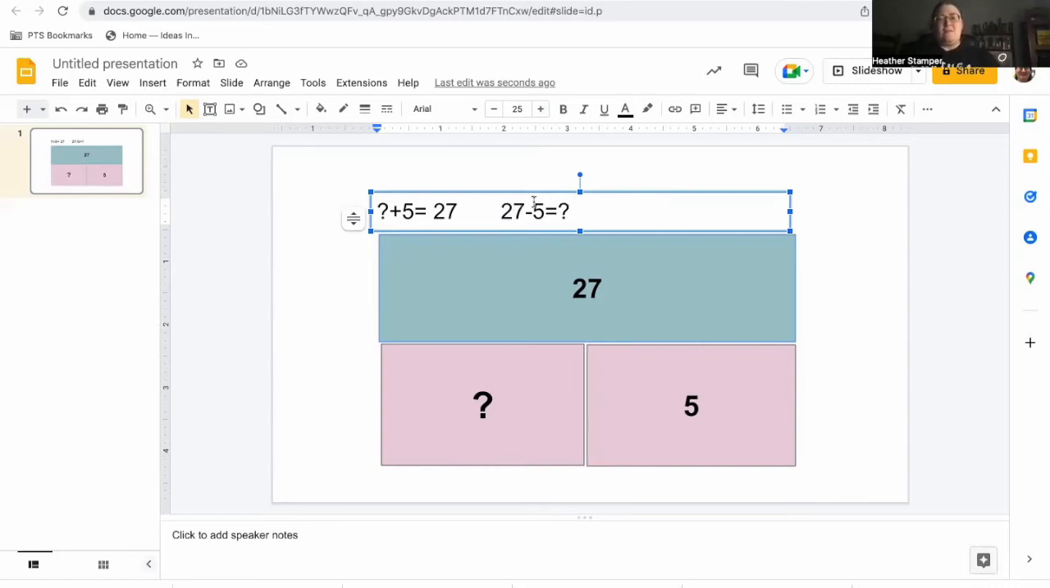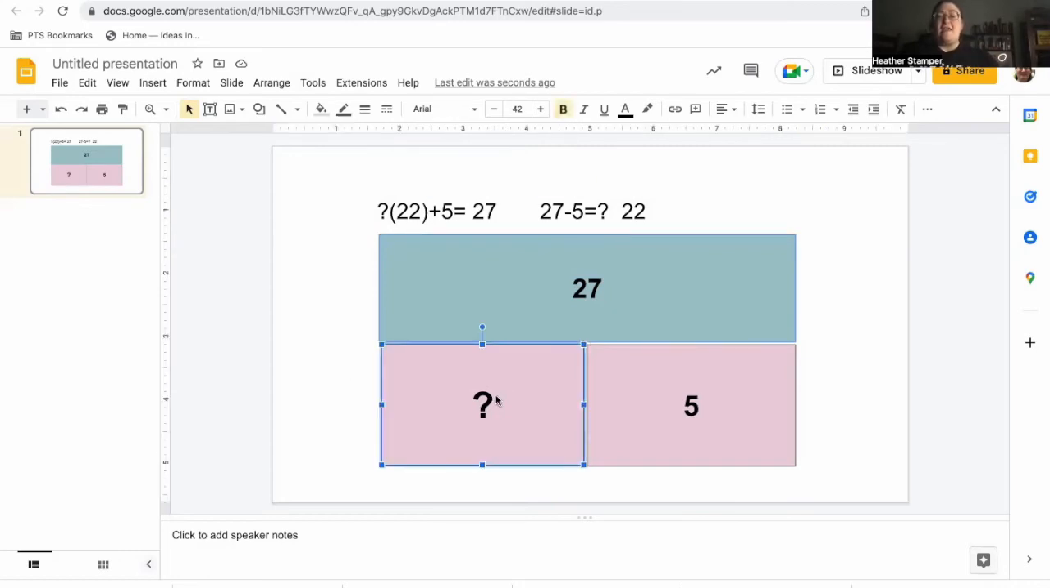So 27 minus 5. Well, 7 minus 5 equals 2. And I have 2 10s. So I have 22 crayons to start with. I add 5 and get 27. Now let's see if that works for the addition problem. If I do it right, then I should get the same answer. If I put in 22 for the question mark, 22 plus 5 equals 27. That makes sense. So the question mark, ta-da, is 22. Hooray us.